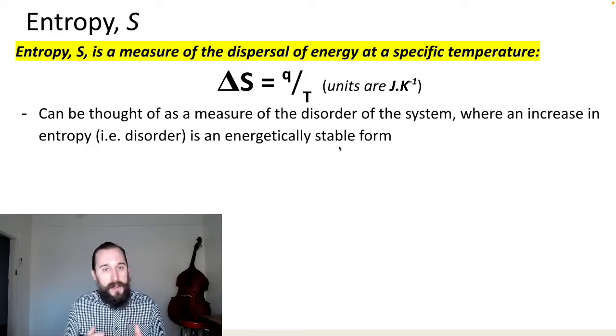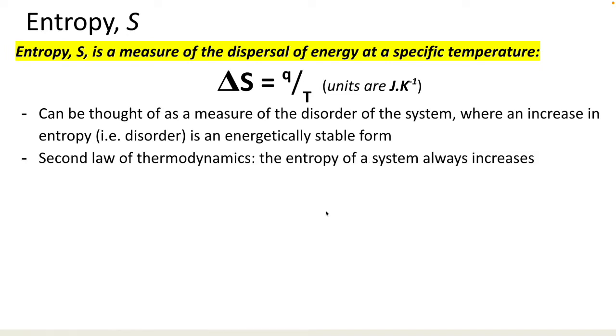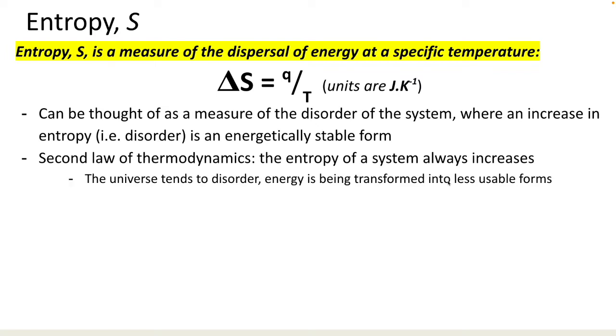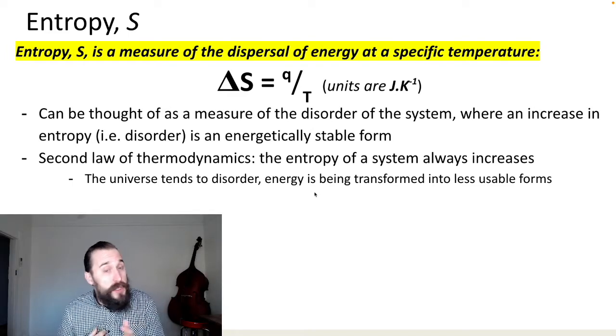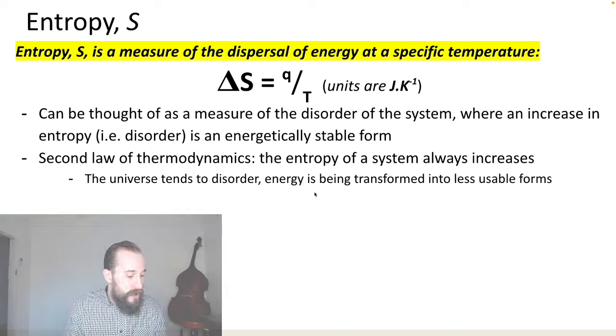In chemistry, we're talking about our systems being our chemical reactions. All based on the laws of thermodynamics that we went through, and importantly, the second law of thermodynamics is stating that the entropy of a system always increases. The universe tends towards disorder. Energy is constantly being transformed into less and less usable forms. The idea that no energy transfer is 100% efficient, there is always energy that is lost as a less useful, a less usable form.